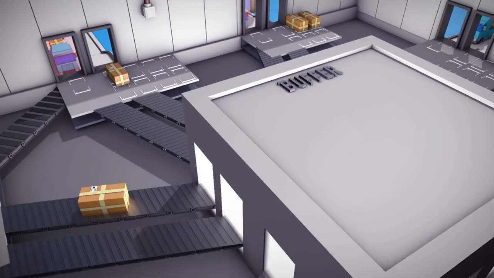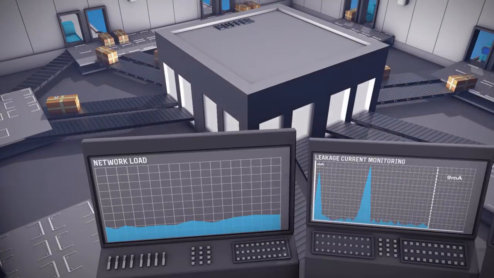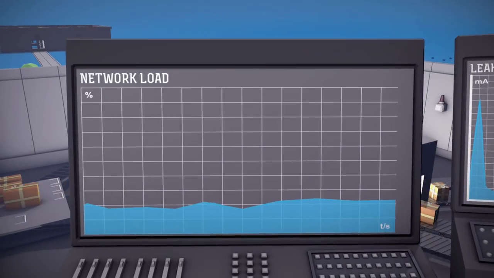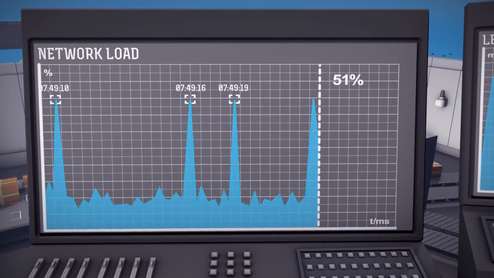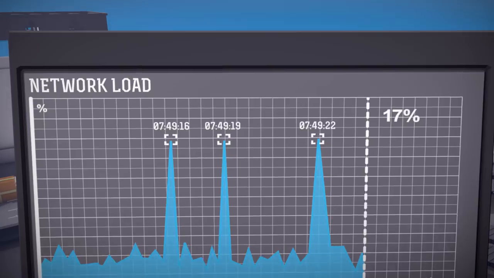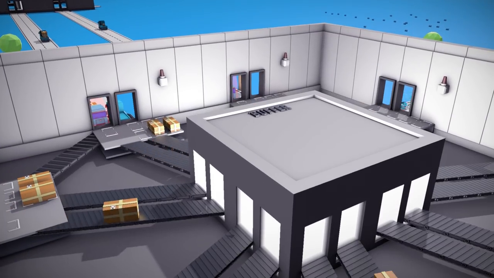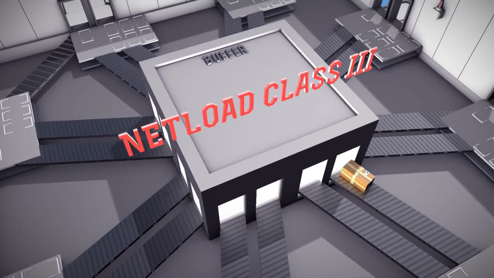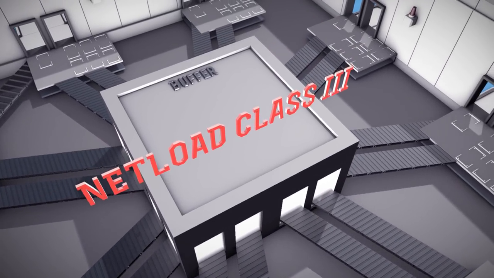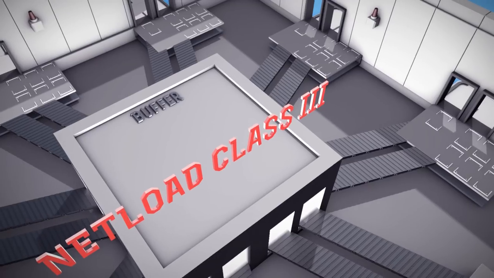Each switch counts the incoming and outgoing telegrams, but only a good switch automatically calculates the net load in percent and shows peak loads in the millisecond range. Switches can withstand high net loads. This power is represented in PROFINET by the so-called net load class, where level 3 is the highest.